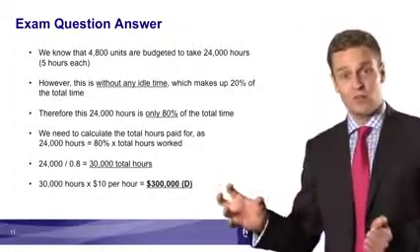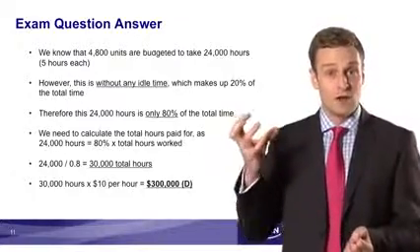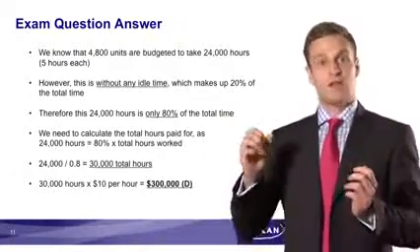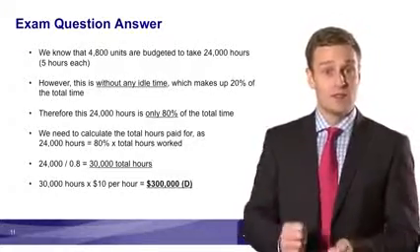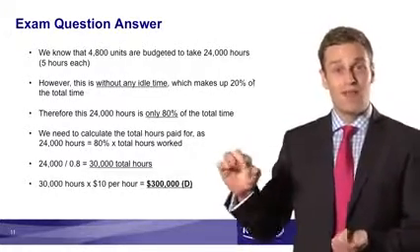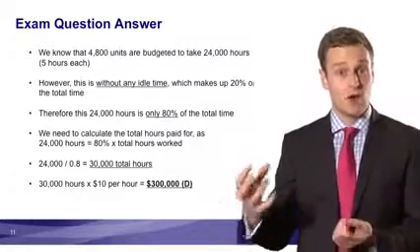So we need therefore to think about those 24,000 hours and how we can gross those up to include that idle time. So we're told that idle time represents 20% of the total labour time, which means these 24,000 hours are only 80% of the time that our staff have actually worked.